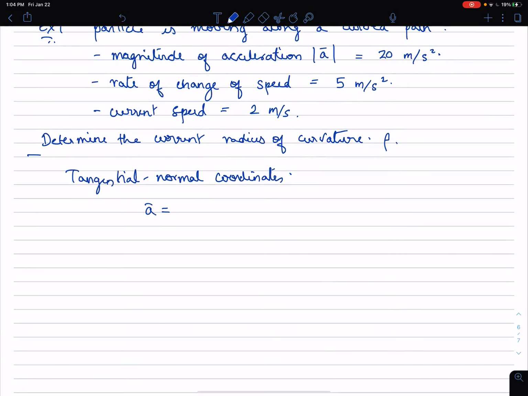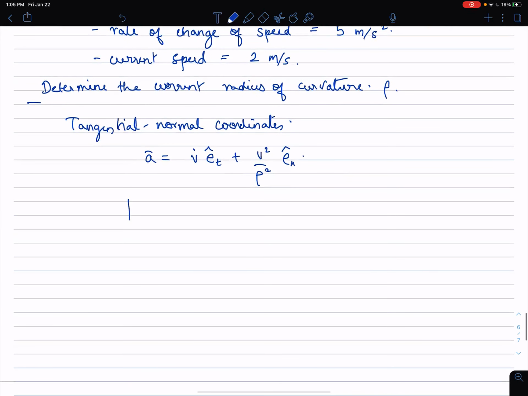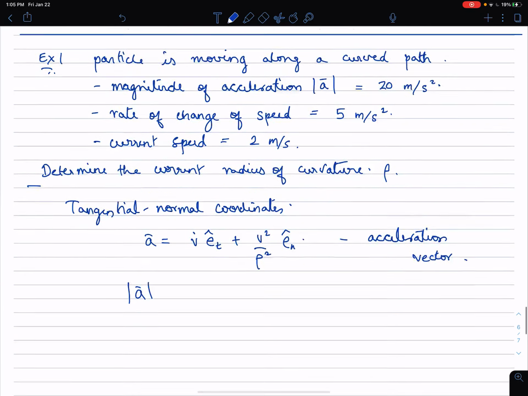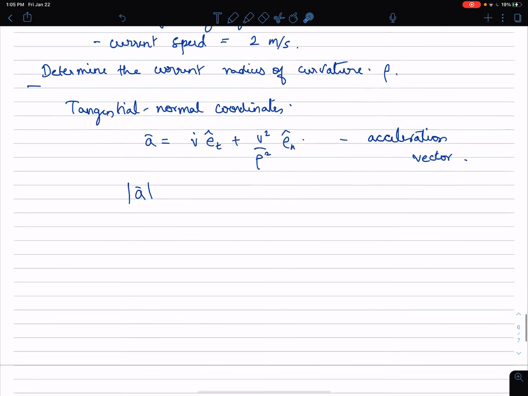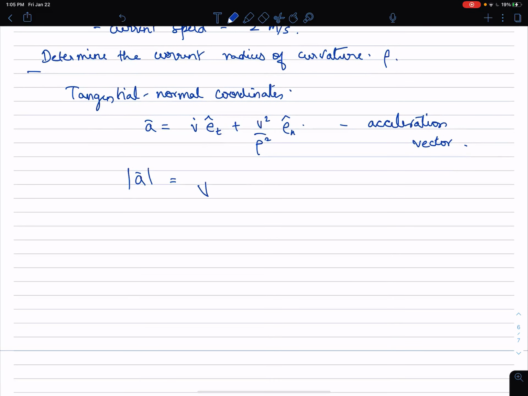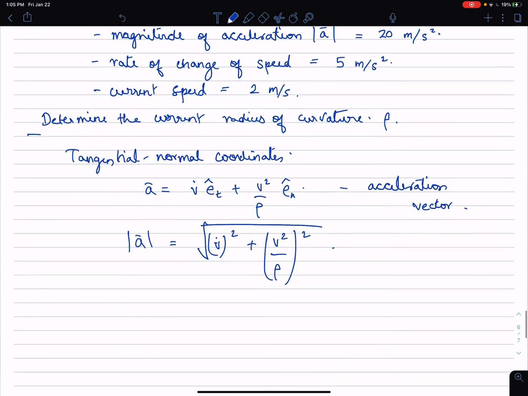And the acceleration expression, of course, is v dot e_t plus v square over rho e_n. Okay, and then the magnitude, this is the acceleration vector. And then as we just wrote down here, in fact, the magnitude of A, which is this quantity, is basically the square root of the sum of squares of the components. Okay, so that's given to be 20 meters per second square.